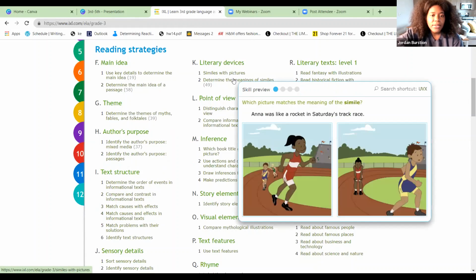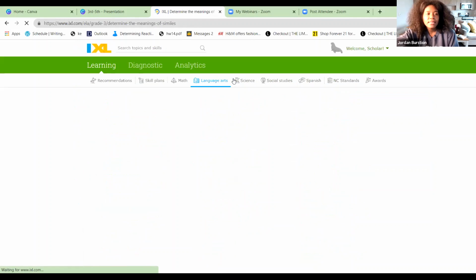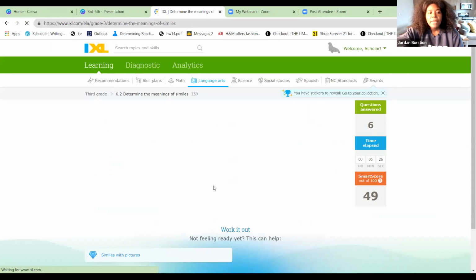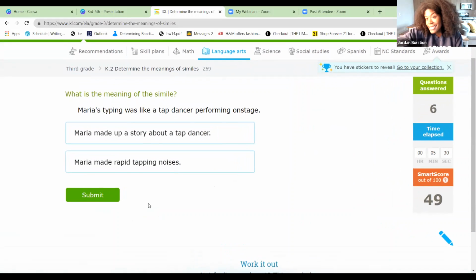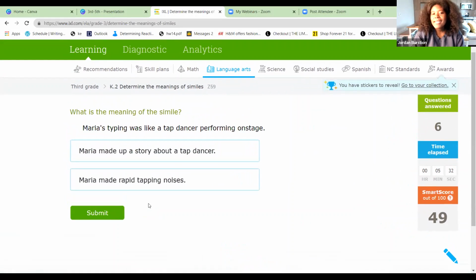Here we're going to work on something called literary devices, which is just a fancy way to say special tools or tricks that writers use to make their writing a little bit more interesting, okay?